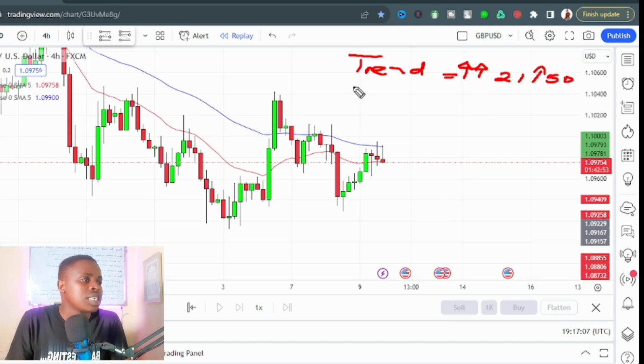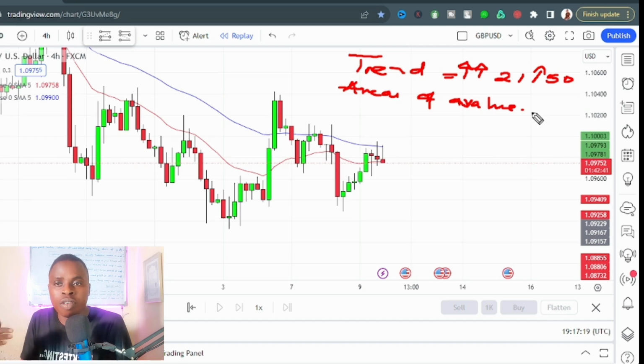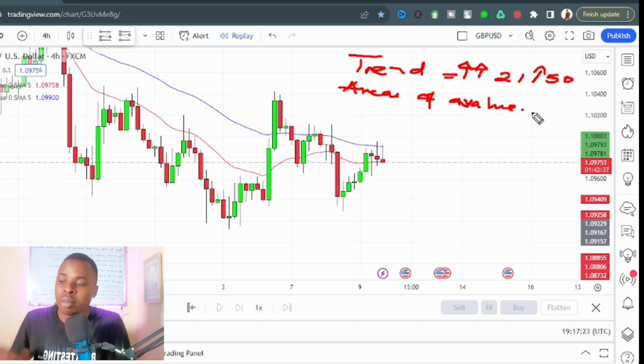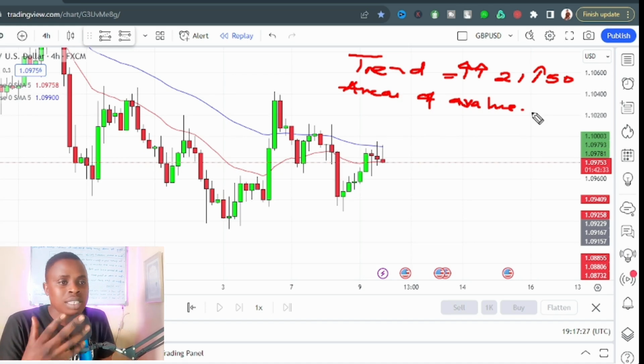So the next thing that we want to do is look for an area of value, right? So how do we look for the area of value here? Now, the best thing that I can tell you about the area of value is this moving average can also work as an area of value.